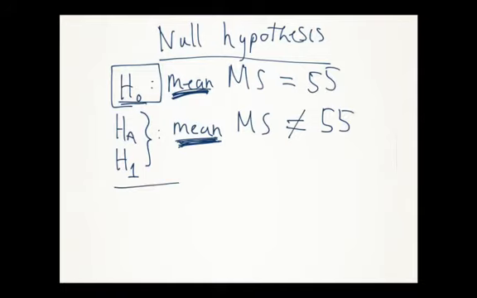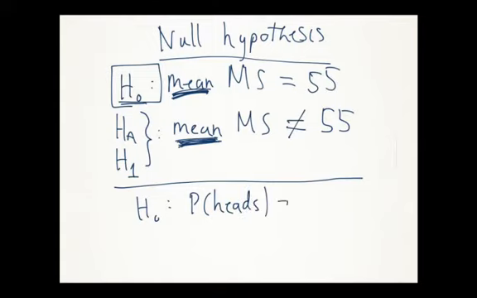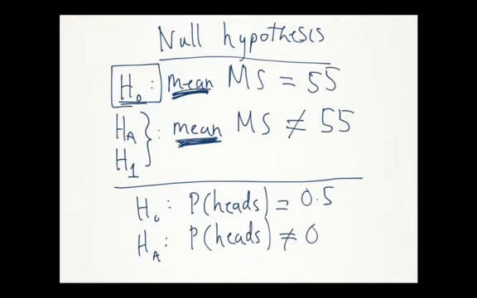And so in the coin flip example, just to do another example, our null hypothesis would have been that the probability of heads is equal to 1/2 or 0.5. And then our alternative obviously would be that the probability of heads is not equal to 0.5.